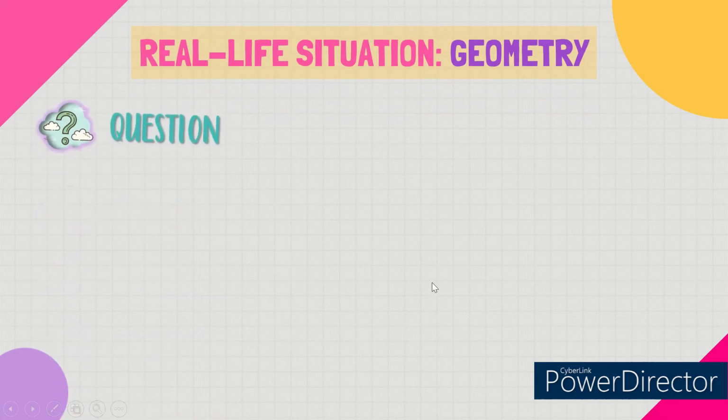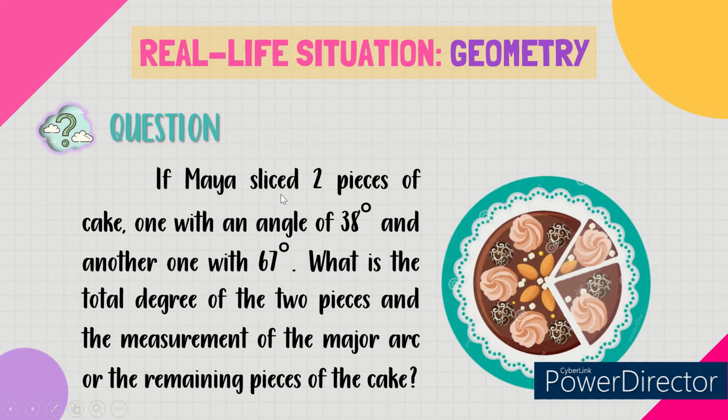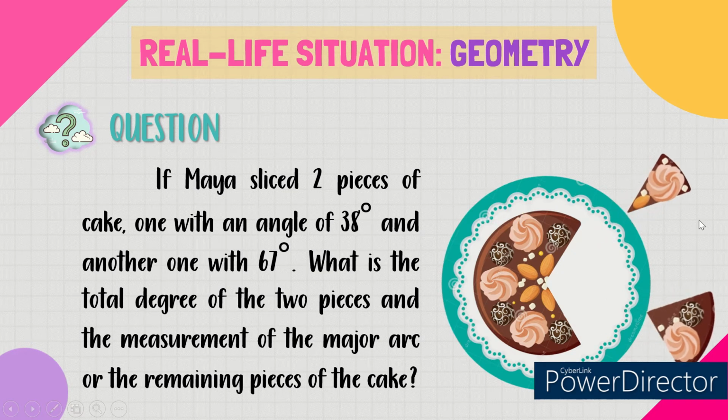The question is, if Maya sliced two pieces of cake, one with an angle of 38 degrees like this one, and another one with 67 degrees like this one. What is the total degree of the two pieces together? These two together, what is the measurement? And also, what is the measurement of the major arc, the remaining piece of the cake?